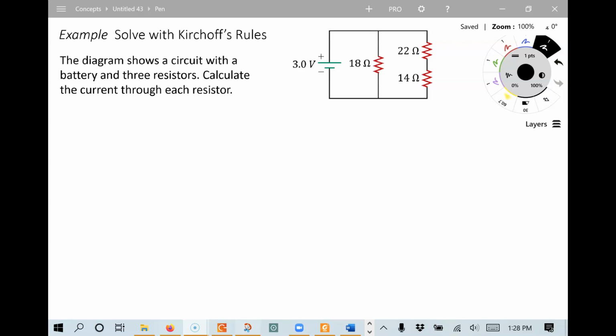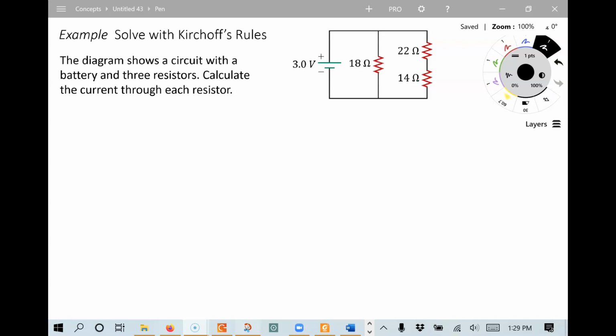We've already reviewed the loop rule. Here we're going to apply both the loop rule and the junction rule. By doing that, we're going to get a set of equations that will allow us to solve for the current through all of the resistors.